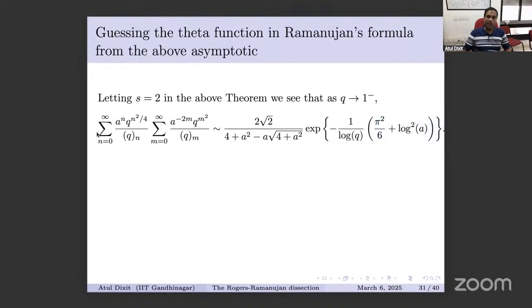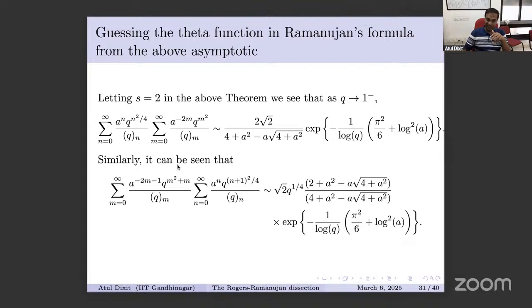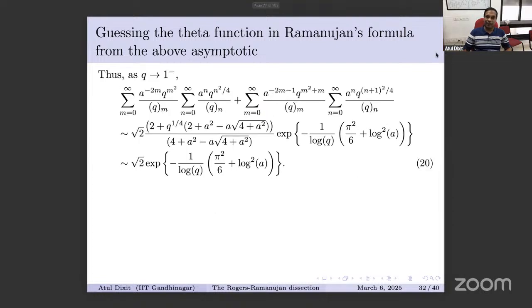And when s is equal to 2, we already know that it is the first expression on the left-hand side of Ramanujan's identity. So this is what we get. Similarly, there is another expression, which is the second expression on the left-hand side of Ramanujan's identity, which can be asymptotically seen to be equal to this. Now, when we add the two to get the left-hand side of Ramanujan's identity, there is something magical that happens. When we add the two, that is asymptotic to this particular thing. See, q is tending to 1. So when I put q equal to 1 in here, you just get 4 plus a squared minus a, the square root of 4 plus a squared, which is exactly the right-hand side, the denominator, sorry, which cancels out, leaving us this.